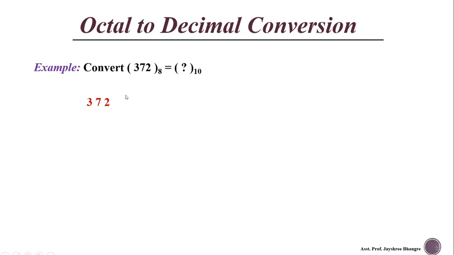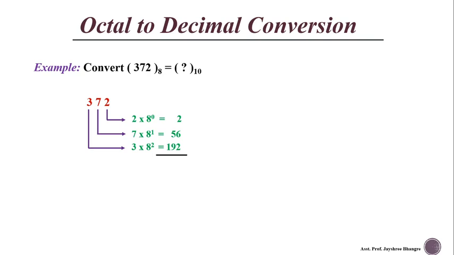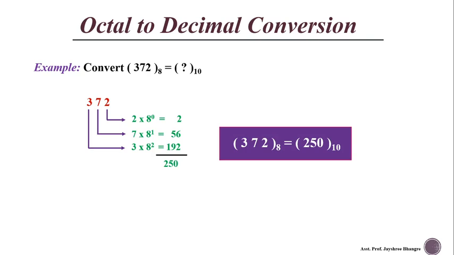The positional weight of the digit 2 can be represented as 2 into 8 raised to 0, so we get 2. For 7, it is written as 7 into 8 raised to 1, that is 56. And for the MSB digit, that is 3 into 8 raised to 2, that is 192. So after summing up these products, we get 250. So we can write the answer: 372 in octal is equal to 250 in the decimal number system.